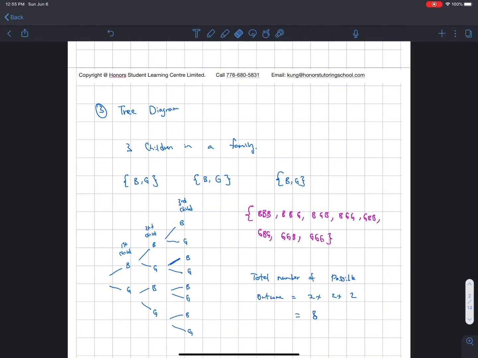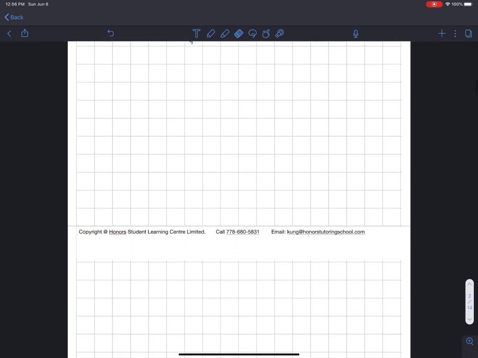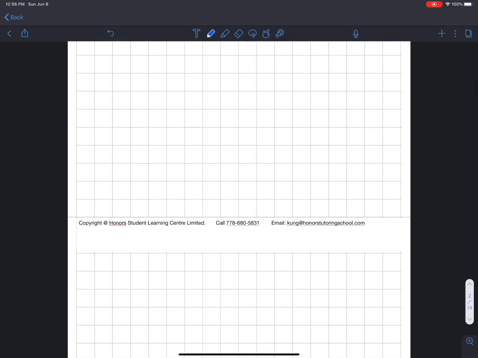That's the tree diagram, and then you also need to know the two-way table. Remember the example that I gave earlier? The first event is just tossing a coin. So you could have head or tail as the possible outcome.